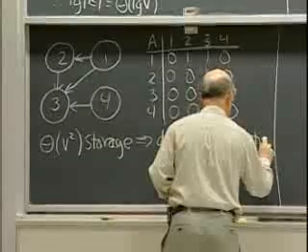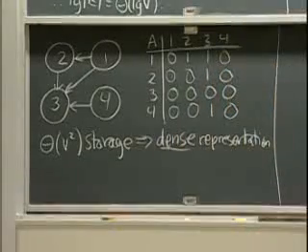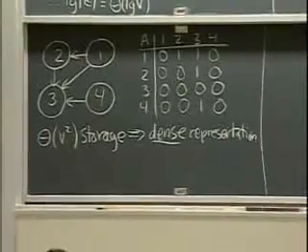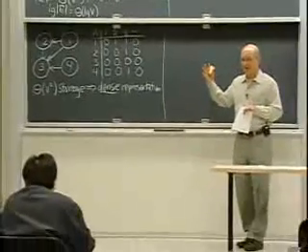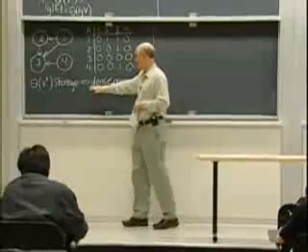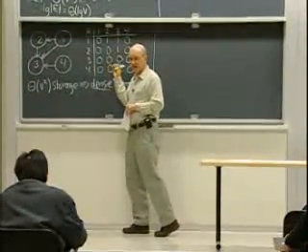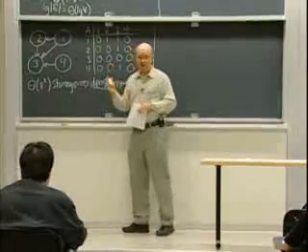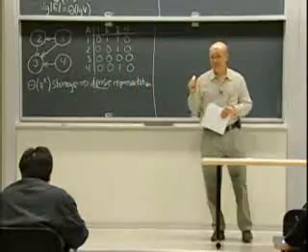It works well when the graph is dense. So the graph is dense if the number of edges is close to all of the edges possible. Then this is a good representation. But for many types of graphs, the number of edges is much less than the possible number of edges, in which case we say the graph is sparse. Can somebody give me an example of a sparse graph?